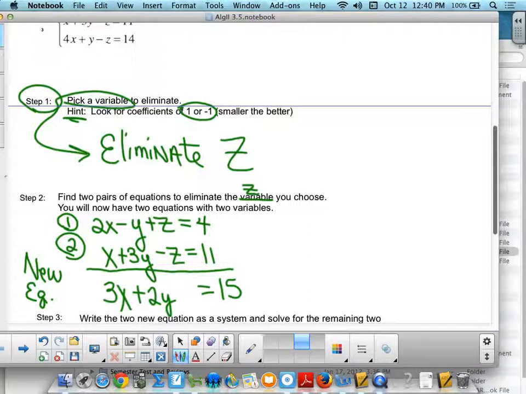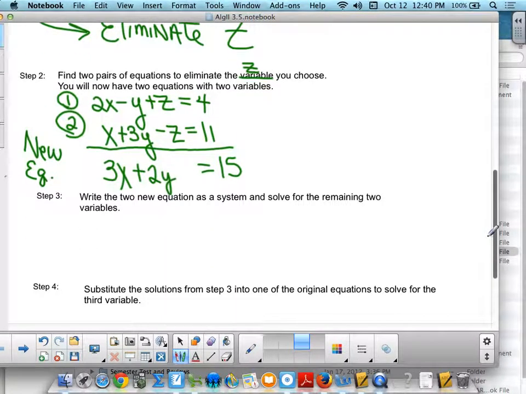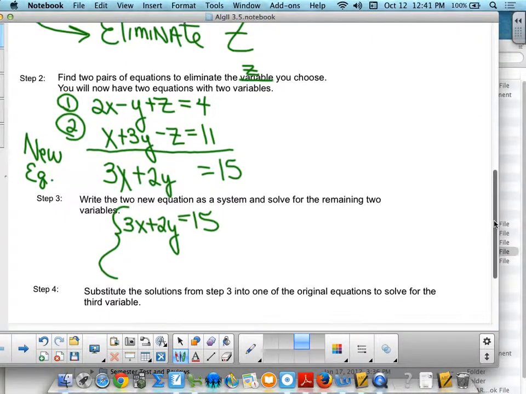Just two. So what I would do if I were you is I'd go down to the next step, because the next step says, write the two new equations as a system and solve them. Well, I'm only half done with this. 3x plus 2y equals 15. I'm only half done. I got to go back up to step 2 again.